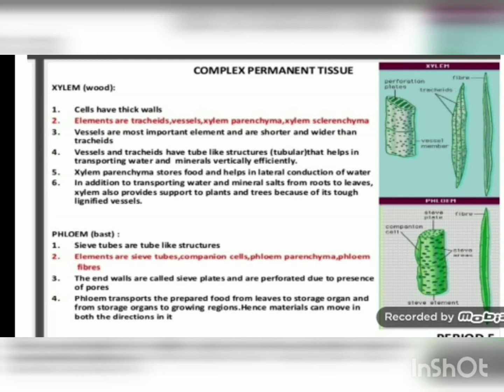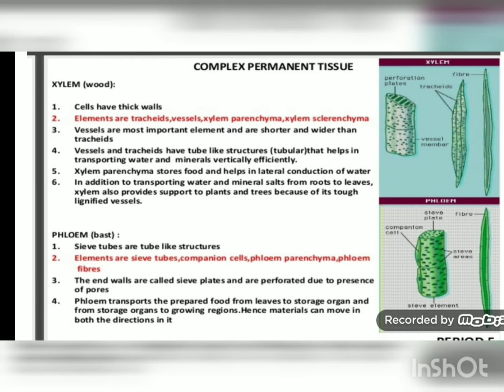Phloem. The elements of phloem are sieve tube, sieve cell, companion cell, phloem parenchyma and phloem fiber. The end walls are called sieve plates and are perforated due to the presence of pores, as you can see in the figure. Phloem transports the prepared food from leaves to storage organs and from storage organs to growing regions. Hence, material can move in both directions in phloem.